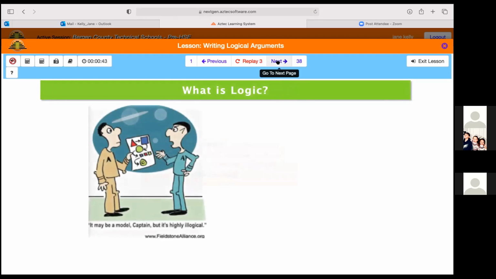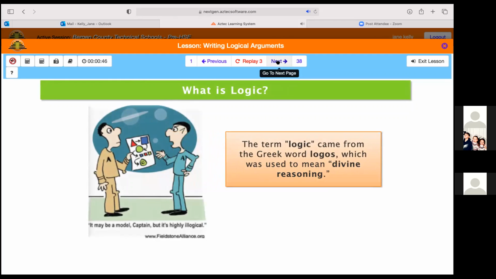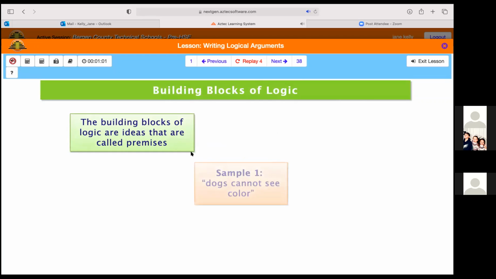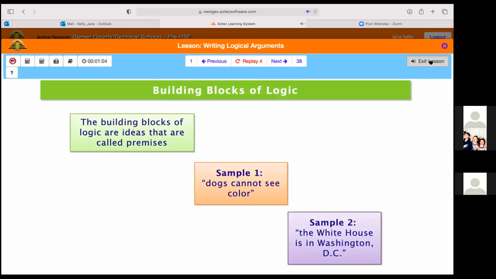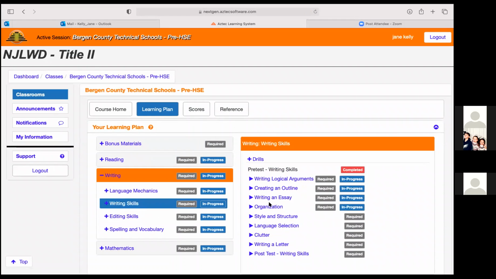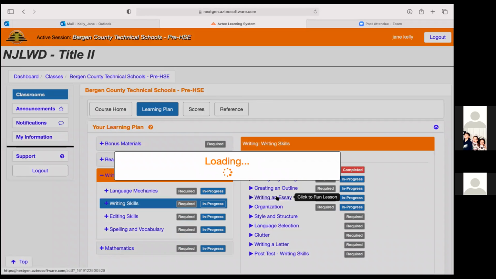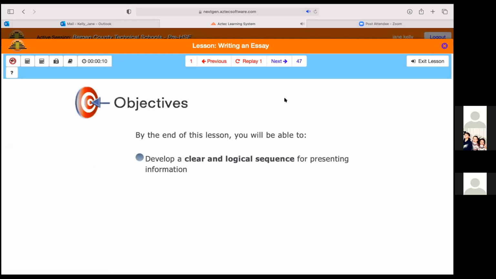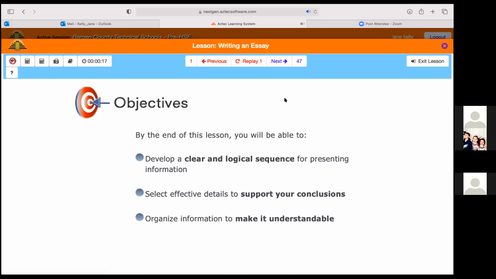This one seems more about reasoning. I'm going to see if there's something about writing an essay, something that tells us how to write an essay. This looks good. And I am in the pre-HSE program.